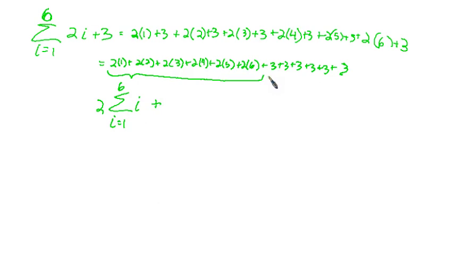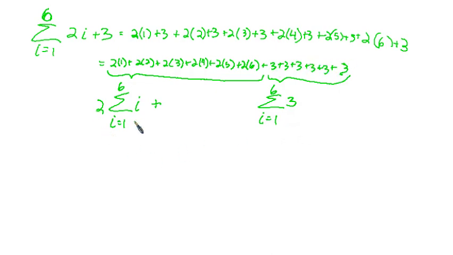Plus another sum. We can rewrite this with its own little sum from i equals 1. We're going to start at the first term and go to the sixth term of just 3, just a bunch of 3s. You'll notice that i has no part of this rule. Whatever i is doesn't change what the term is. The term is always 3, 3, 3, 3, 3, 3.